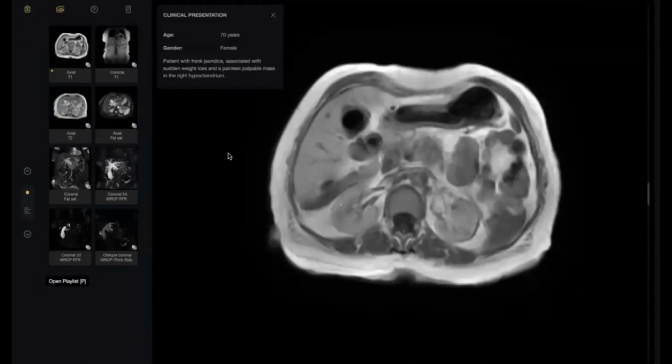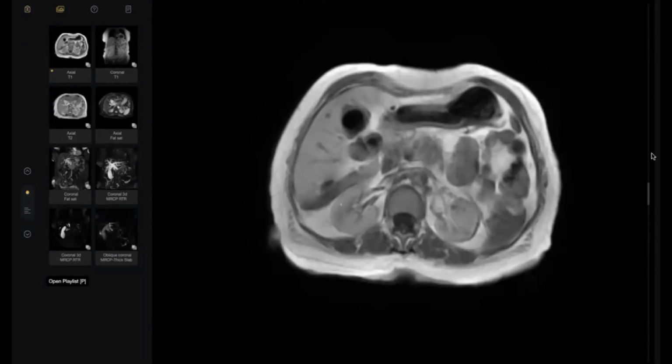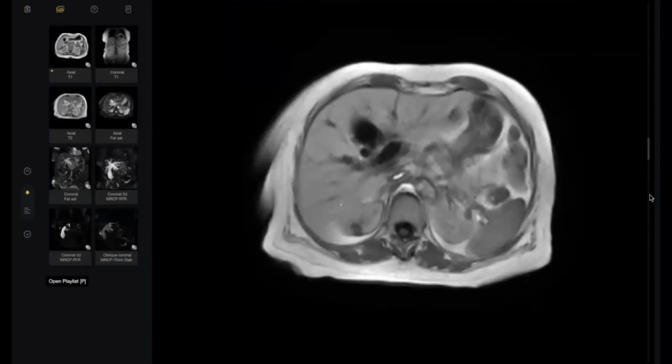Assalamu alaikum. I request control. Okay. A 70-year-old female patient presented with jaundice. Okay. I'm trying to scroll. No problem, take your time.